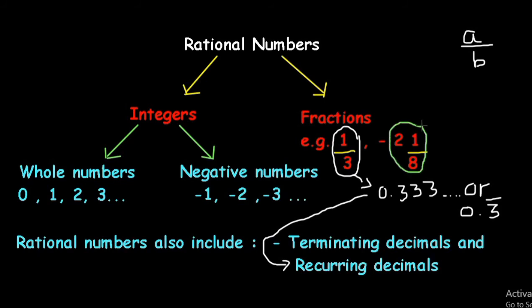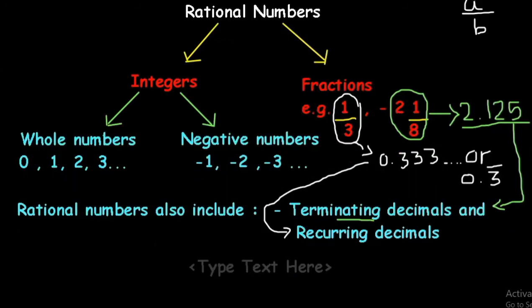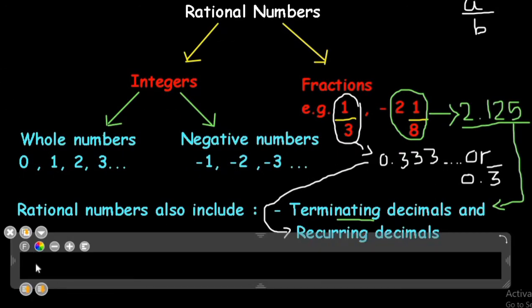Now let's go on to the second example, that is 2 whole 1/8. And if I convert that into decimals, I can see that the answer after dividing this is going to be 2.125. Now this decimal has ended, right? So we are going to say that this is a terminating decimal. It means that in this decimal number, the digits are not going to continue. They will have an ending point, right? So these are called terminating decimals.